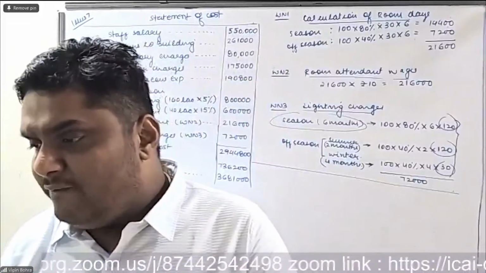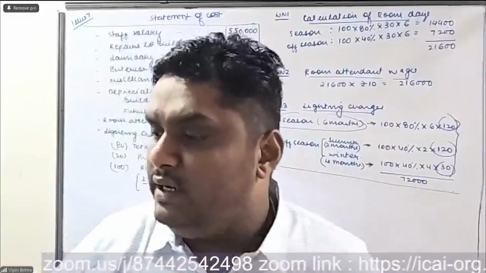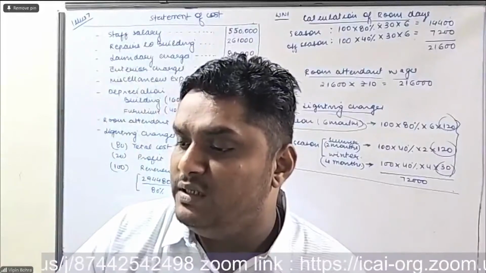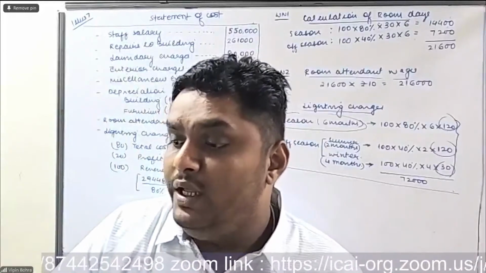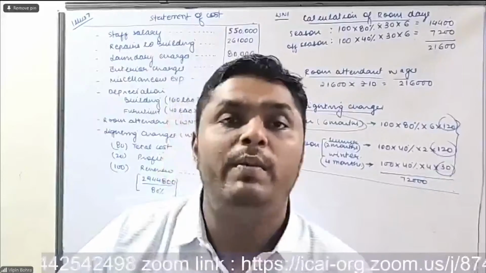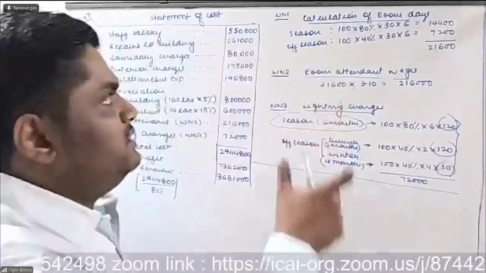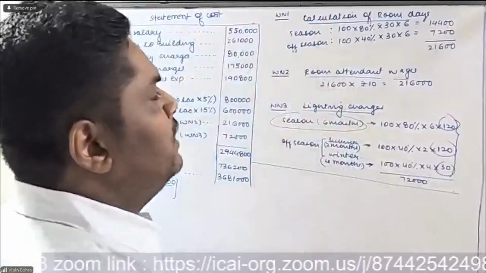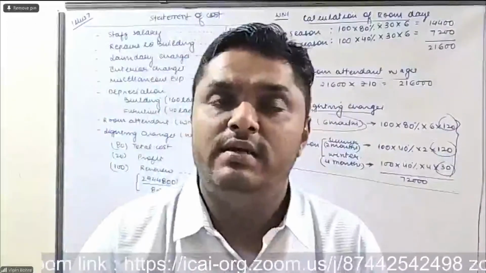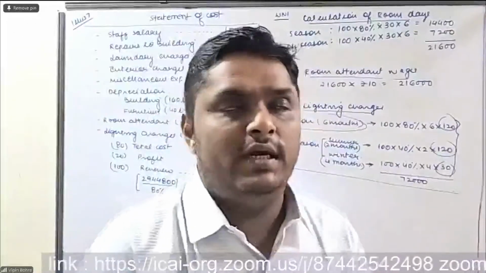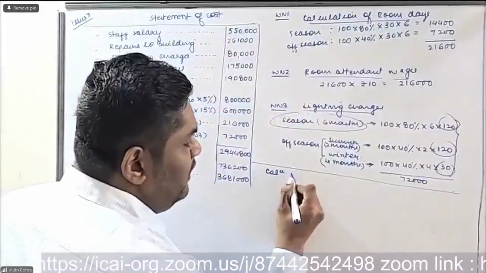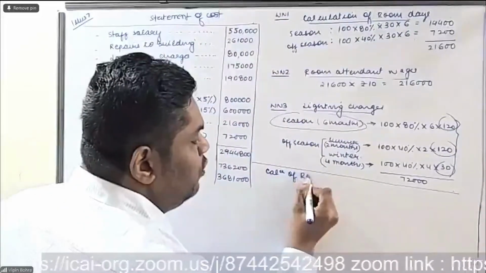in the first paragraph, the hotel offers a concessional rate during the 6 off-season months in a year when the number of visitors is limited. During this period, half of the room rent is charged. So in season, the full room rent will be charged, and in the off-season, the room charge will be half of the season. So 50% room rent will be charged. So let's calculate the room rent.